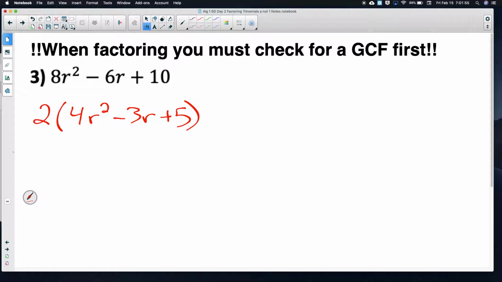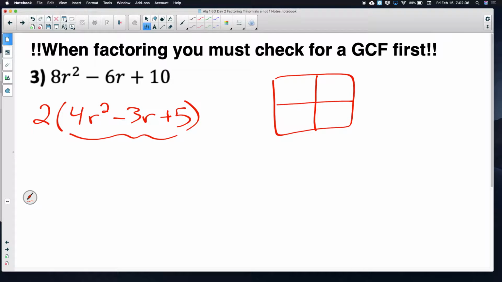And then now I need to double check on this remaining factor. Make sure that you pulled out the greatest common factor. So indeed, it looks like I did. So we're going to now take this, what's left over, I'm going to throw it into my box.